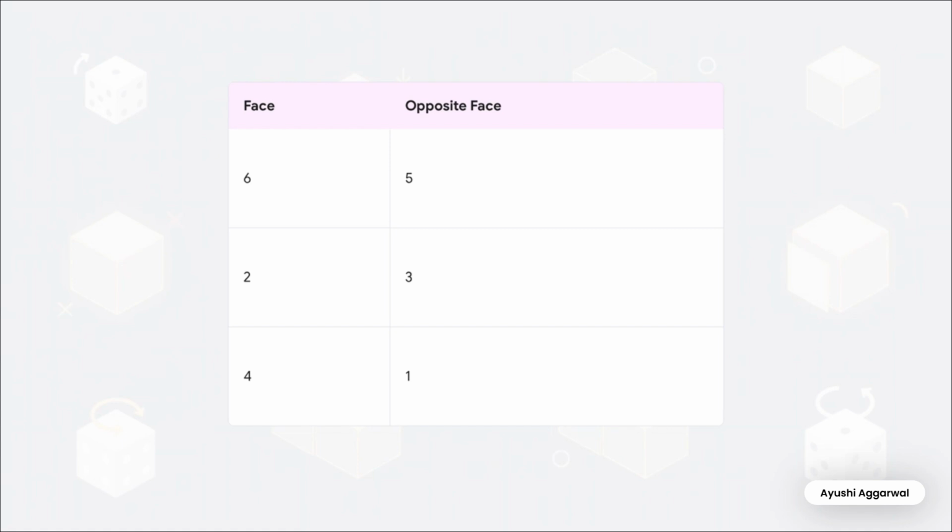Okay, let's apply this rule to the image. Look at the long straight line. If we start at 6 and skip one face, 2, we land on 5. That means 6 and 5 are opposites. Now start at 2 and skip the next one, 5, and you get to 3. That means 2 and 3 are opposites. And what about the 2 leftover faces, 4 and 1? Well, they automatically become opposite.